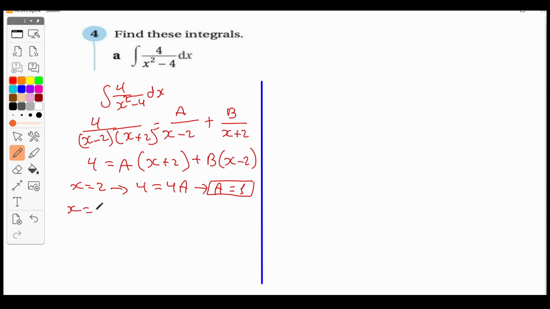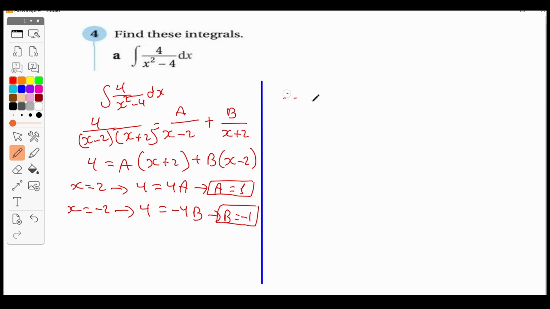Putting x equals negative 2. So the left hand side stays as it is. 4 equals, this one will be 0. Negative 2 plus 2 is 0 times a is 0. Here it will be negative 4b. So b equals negative 1. Now we have the values of a and b.